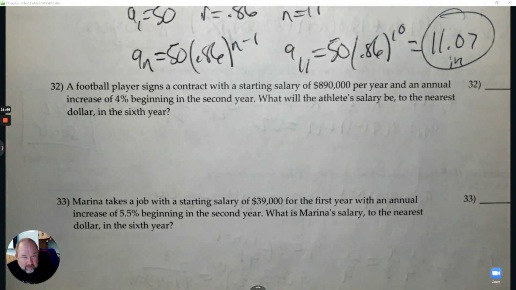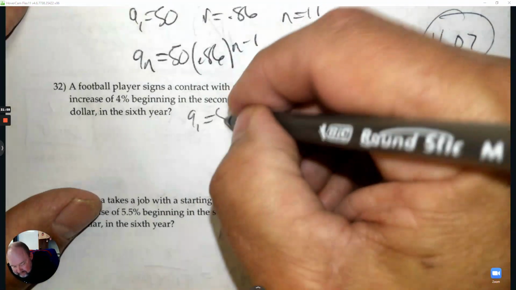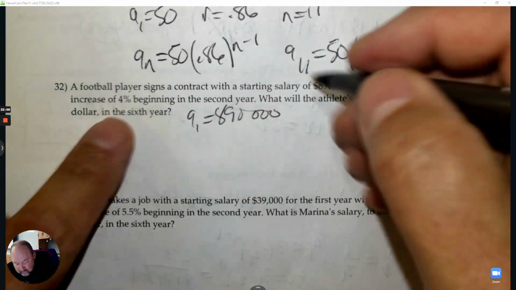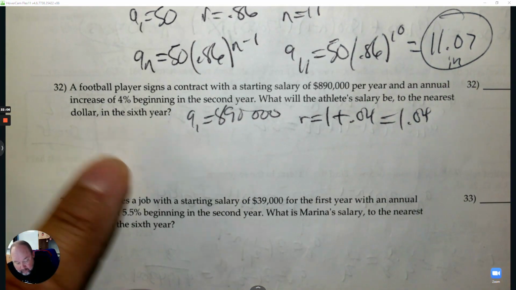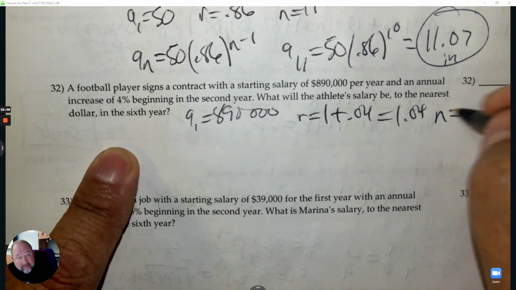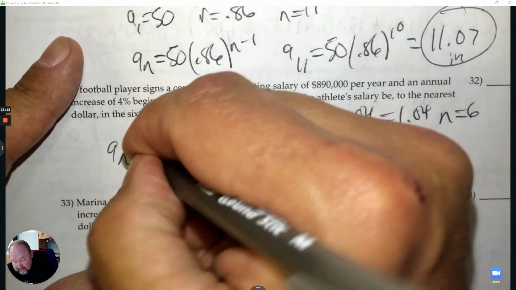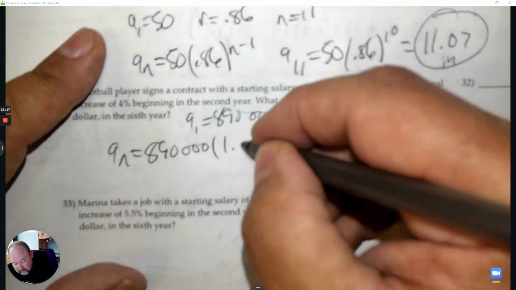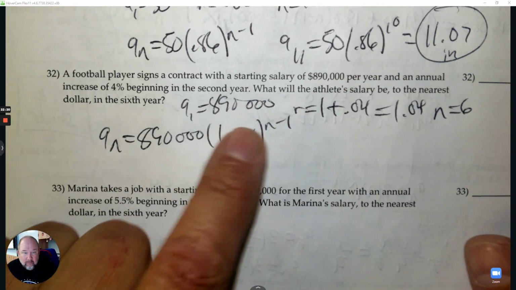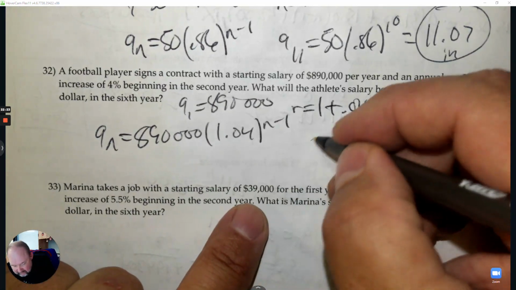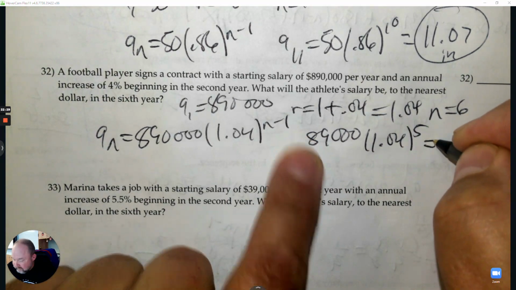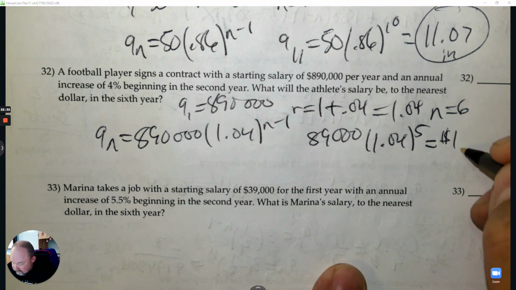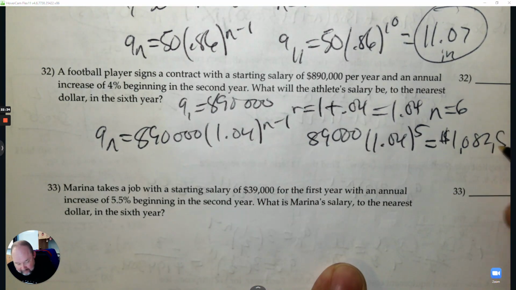A football player signs a contract with a starting salary of $890,000. Annual increase. So if it's an increase, we're going to add 0.04, so it's 1.04. What will the athlete's salary be in the 6th year? So n is equal to 6. We're going to model it. So AN is equal to A1, 890,000. R is 1.04. And then to the exponent n minus 1, there's the model. And then plug in 6 and use your calculator. So 6 take away 1 is 5. And then calculate it, I get $1,082,821.